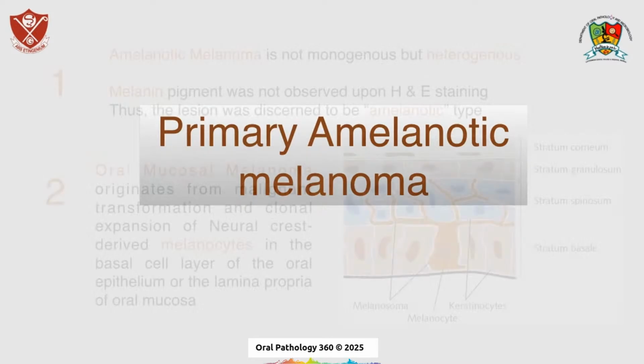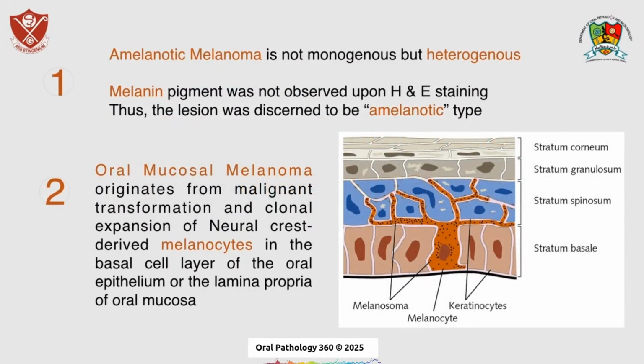So, amelanotic melanoma is not a homogeneous but a heterogeneous tumor. Now, because melanin pigment was not observed upon the H&E staining, the lesion was discerned to be an amelanotic type. Oral mucosal melanoma originates from the malignant transformation and clonal expansion of neural crest-derived melanocytes in the basal cell layer of the oral epithelium or the lamina propria of the oral mucosa.